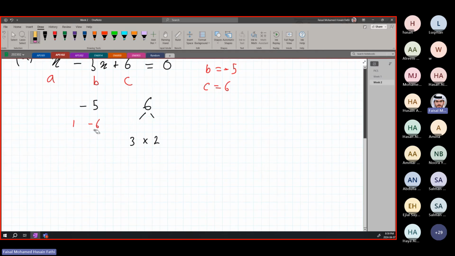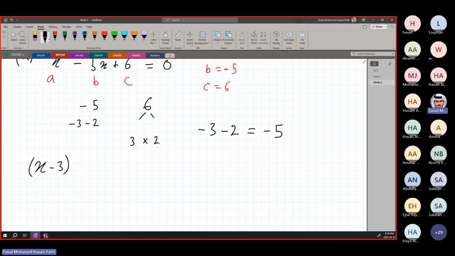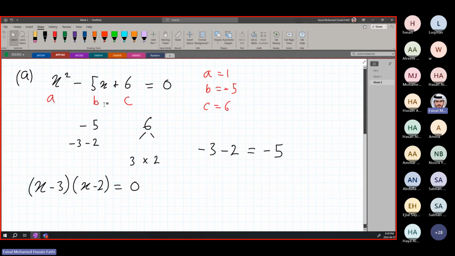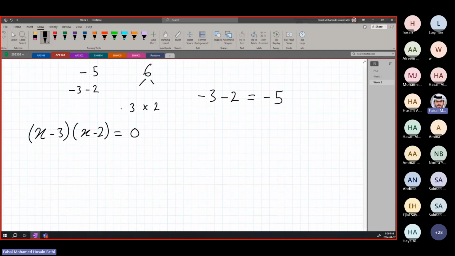Because here, 3 and 2, when you multiply them by each other, give you 6. And when you do minus 3 minus 2, that gives you minus 5. Okay? So this is going to be minus 3 minus 2. So we're going to write x minus 3 times x minus 2 is equal to 0. This is how you would factorize this using the factorization method.